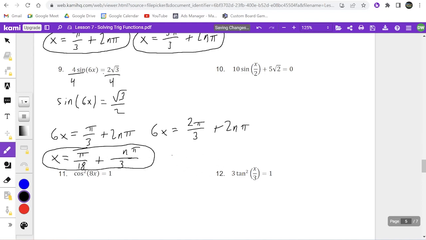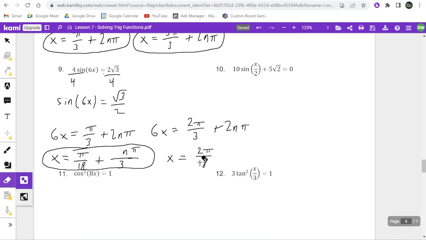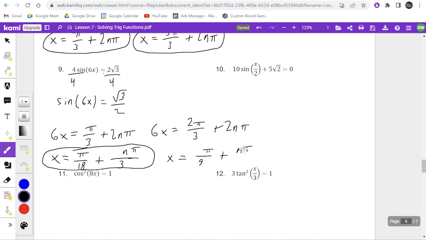And then the other solution dividing by 6, it's 2 pi over 18, which actually reduces to pi over 9. I'll write pi over 9 instead. And then plus, same thing, the 2 and the 6 will reduce to n pi over 3. And there's my final answer for that one. Any questions?